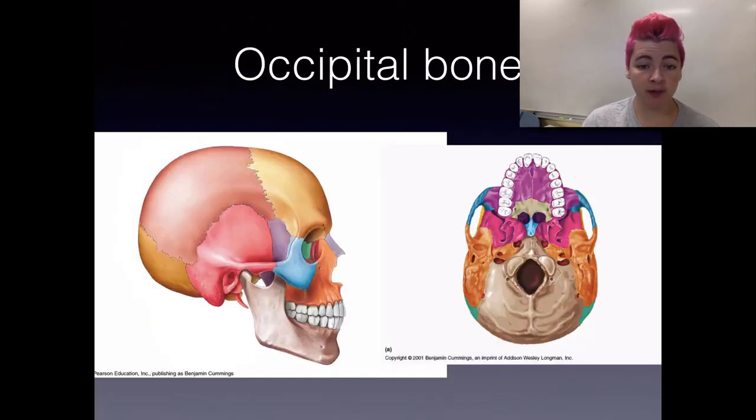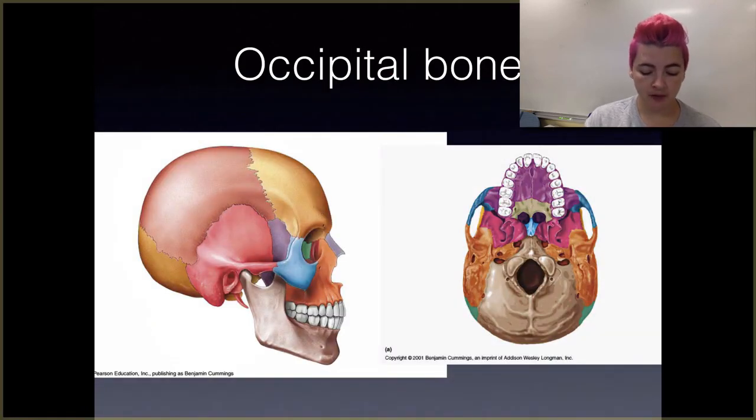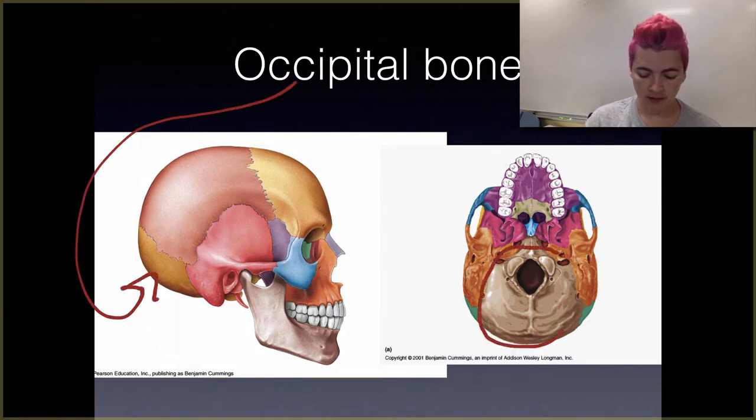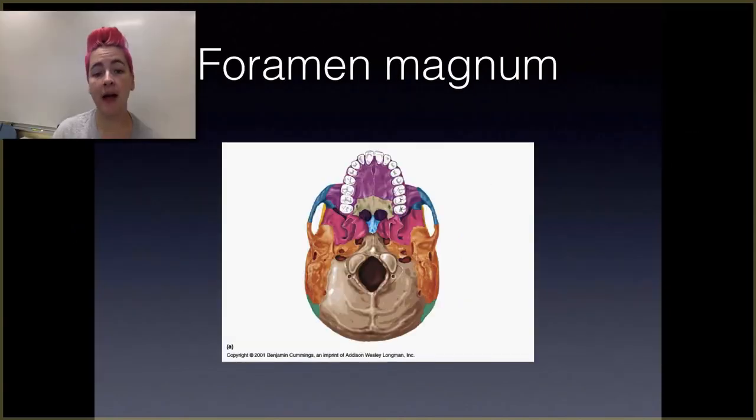Then we have the occipital bone. The occipital bone is the base of your skull. There, and then here. This is looking from the bottom up. The foramen magnum is a hole in the occipital bone that makes way for the spinal cord to attach to the brain. Foramen magnum is here.